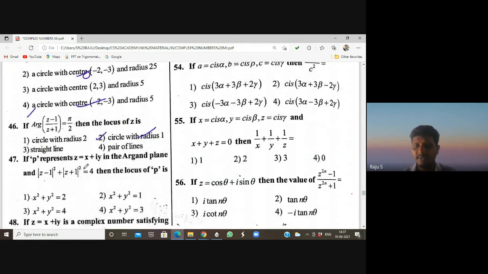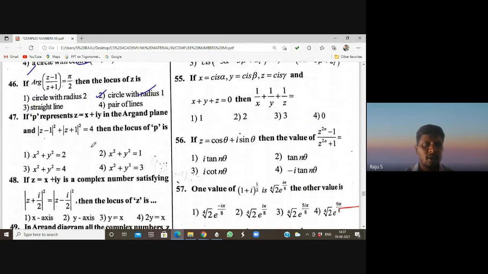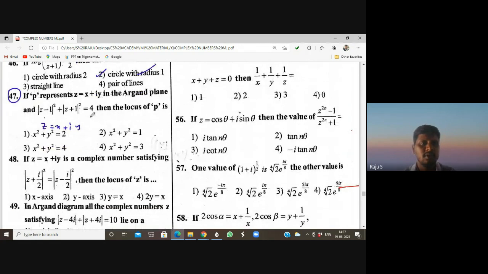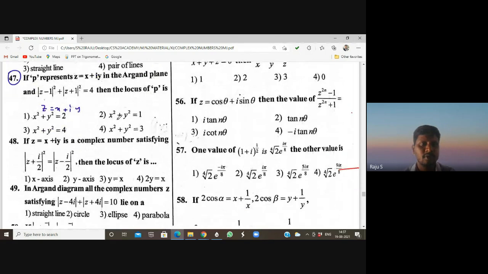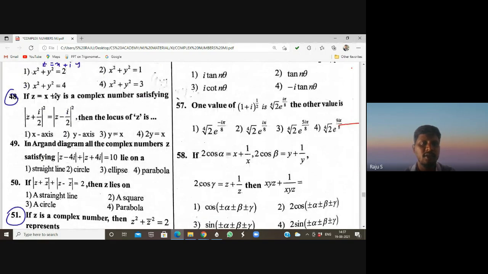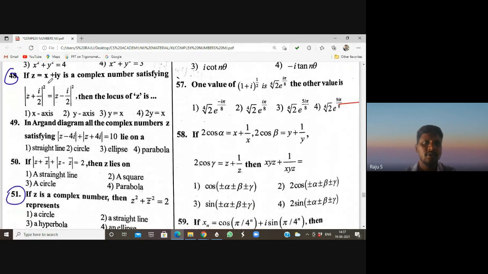Okay, fine, students. Then here you only do this question. Question number 47: you can take z equal to x plus iota y, just simplify, and you'll get the answer directly. And for 48 also, substitute z equal to x plus iota y and simplify on both sides. Again you'll get the answer. No doubt in that.